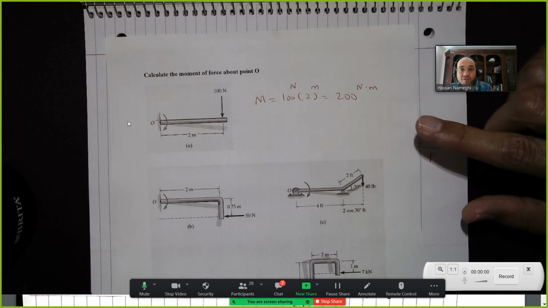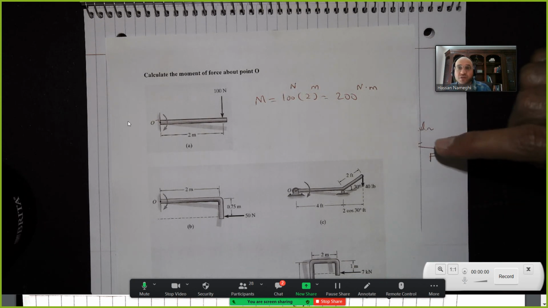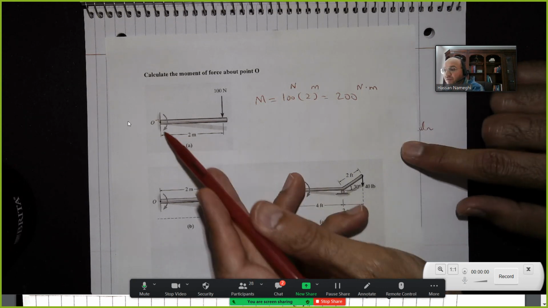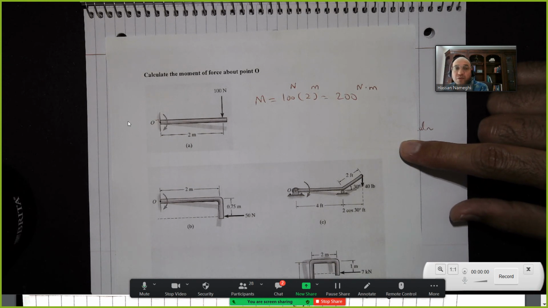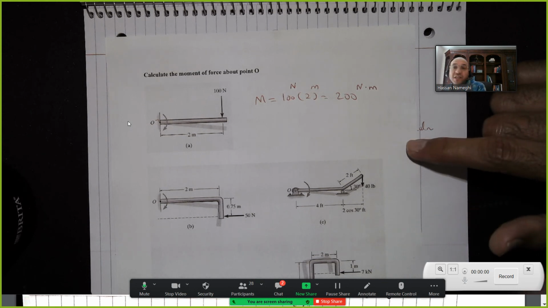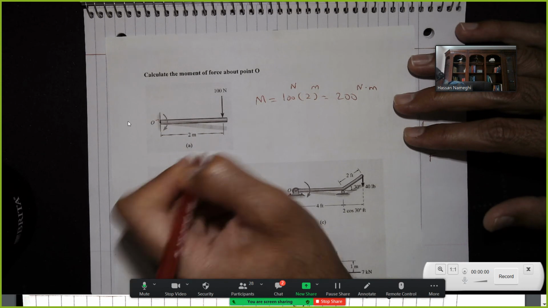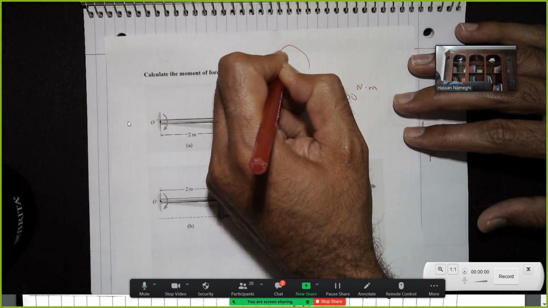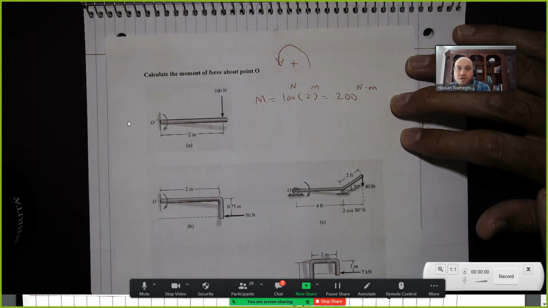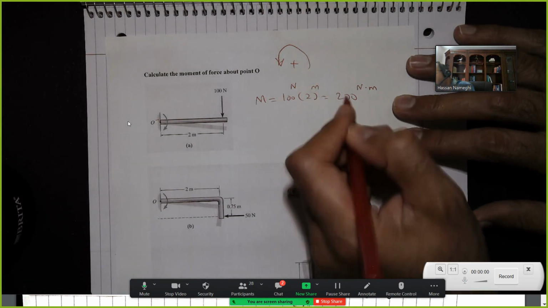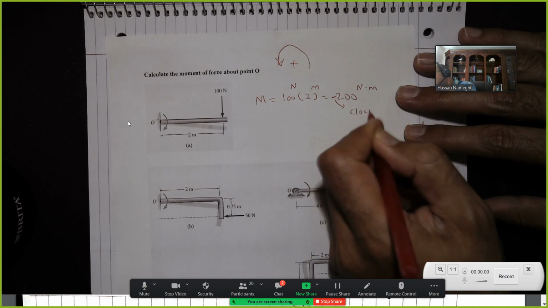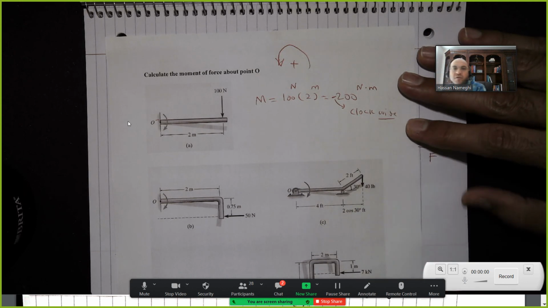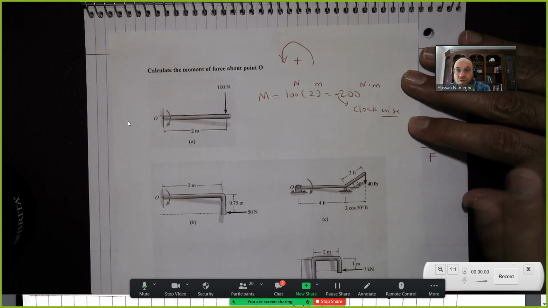The other question is the direction of the rotation. If you look at about point O, the direction of rotation is clockwise. We use negative for clockwise rotation. So basically, the rule is that if you go counterclockwise, it's positive. Anything clockwise will be negative. So I'm going to put a negative here, and that negative stands for clockwise.